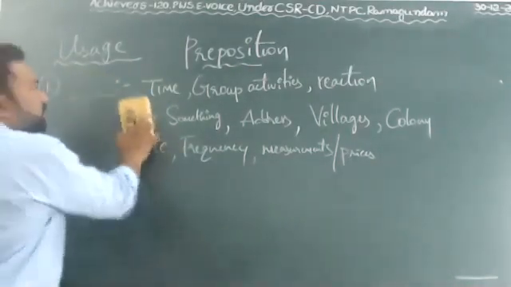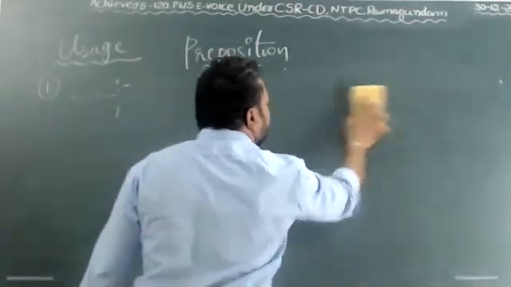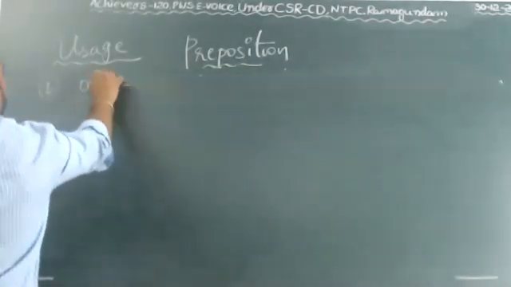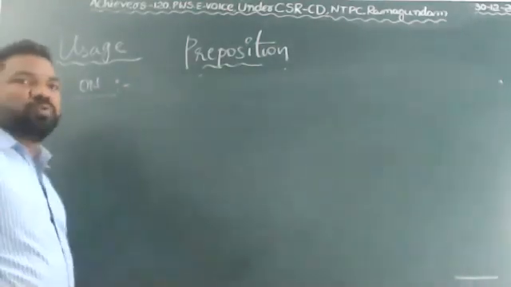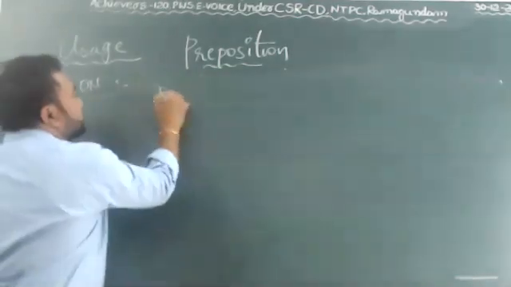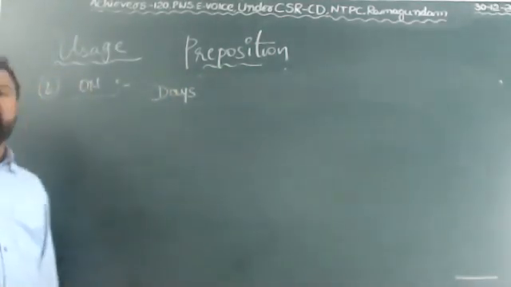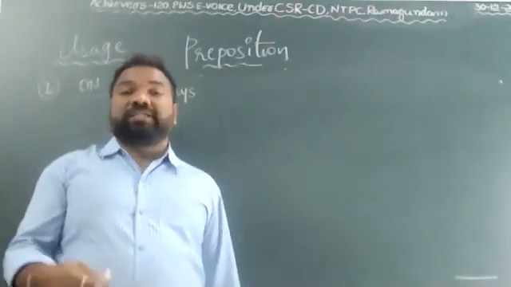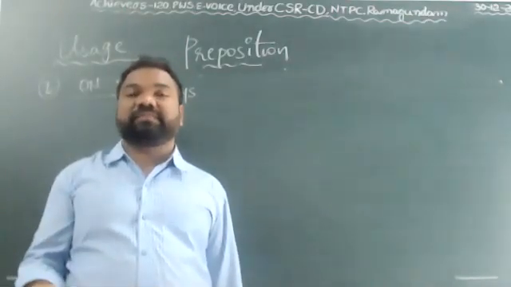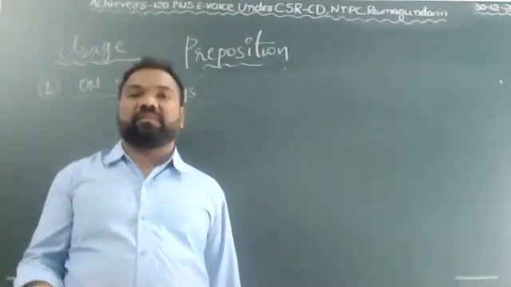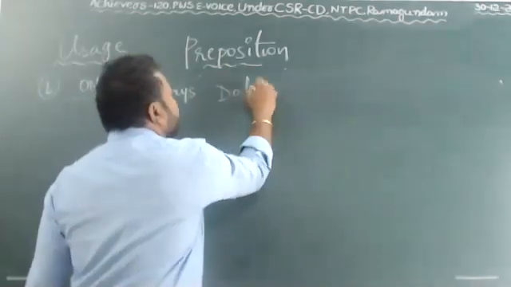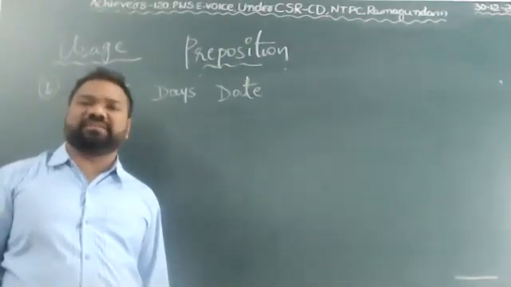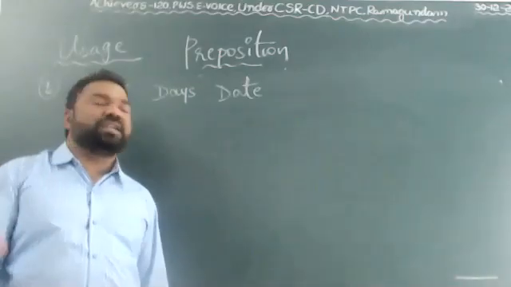Okay, now let's see, students. Second one. When is on used? On is used, students, for days: on Sunday, on Monday, or Mondays, like twice a day, thrice a day. On is used for telling days. On dates, telling dates also. He was born on 13th August 1987.